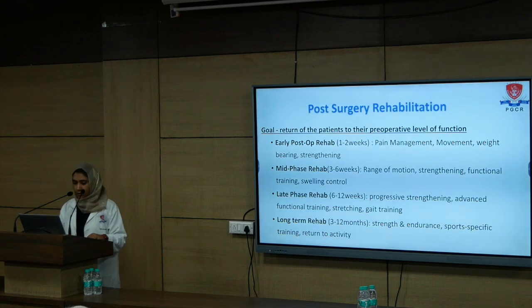So in early post-operative rehab, which is for 1 to 2 weeks, we reduce the pain and do the weight bearing of the patient and strengthening. In mid-phase rehab, that is 3 to 6 weeks, we do strengthening, functional training, and also swelling management. In late phase rehab, that is 6 to 12 weeks, we do strengthening, advanced functional training, and gait training of the patient. And in late long-term rehab, that is 3 to 12 months, we work with strengthening and endurance, and for sports patients, sports-specific training, and return the patient to his activities of daily living.